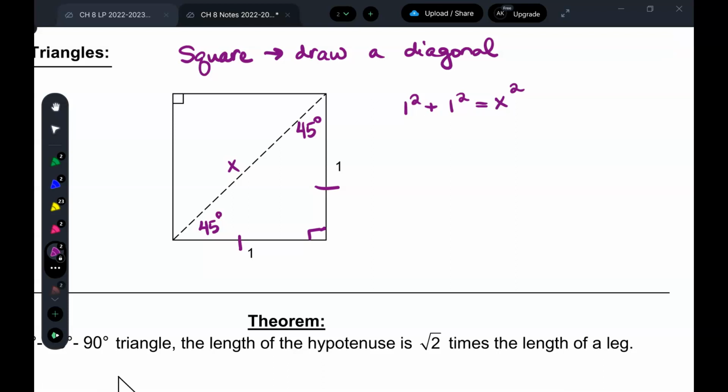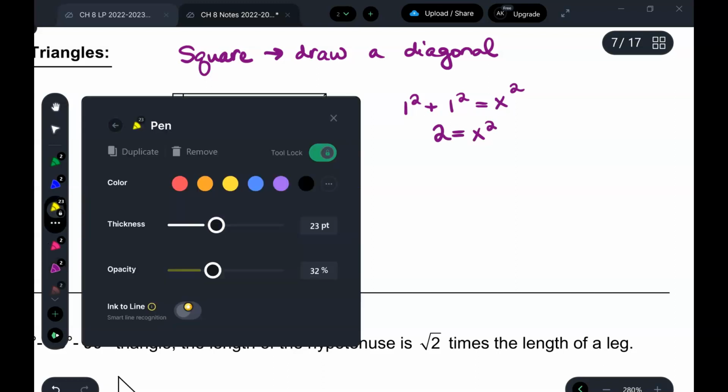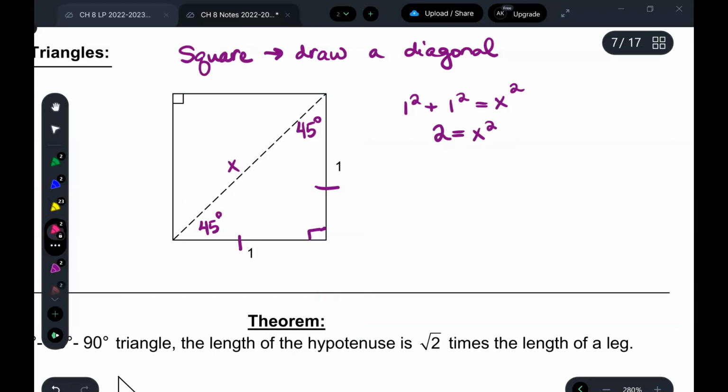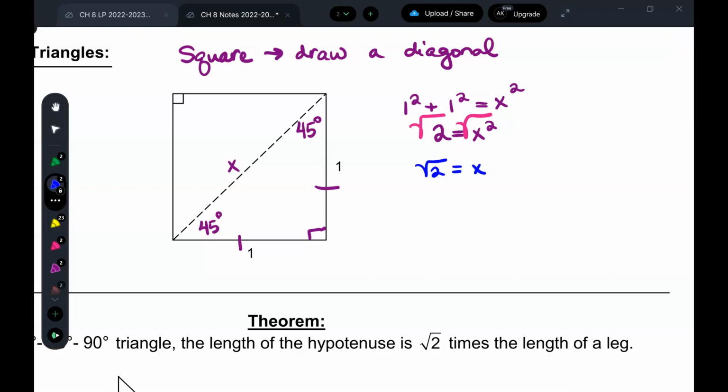Okay, 1 squared plus 1 squared equals x squared, because this is the Pythagorean theorem. So this is just going to be 2. And so x is the square root of 2, which is about 1.41, but we're going to leave it as just the square root of 2.